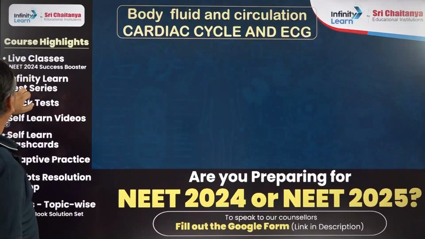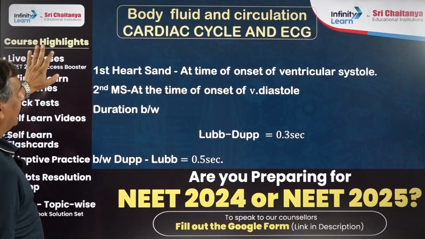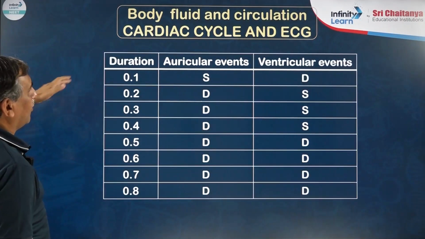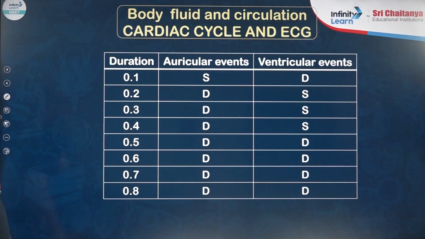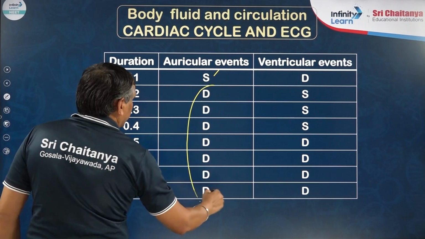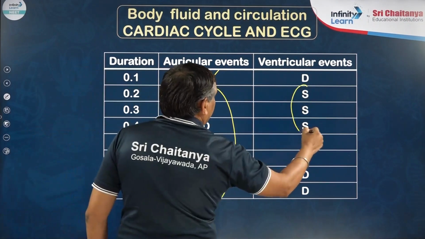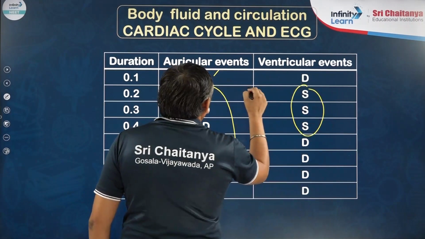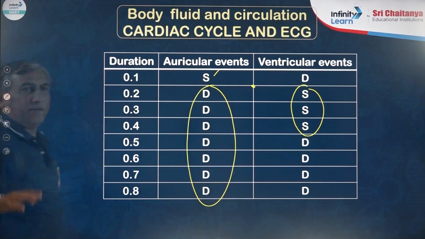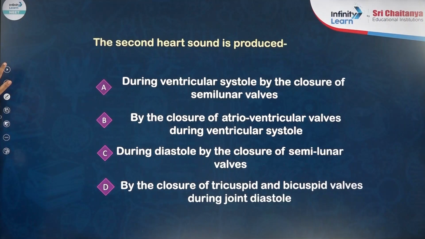So, it is the one thing that you have to keep in mind. I said first heart sound and second heart sound are produced at the time of onset. Whatever I said, it came here now. I said 0.1 auricular systole, remaining diastole. 0.3 ventricular systole, remaining diastole. Only after the contraction of atria, there is contraction in the ventricle. This is the beauty that you have to remember.